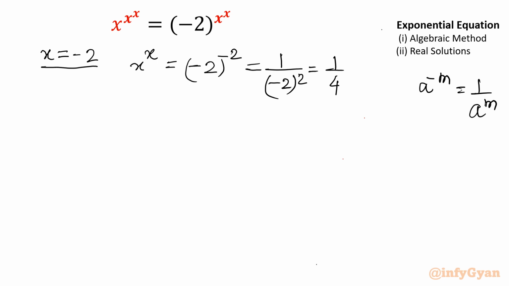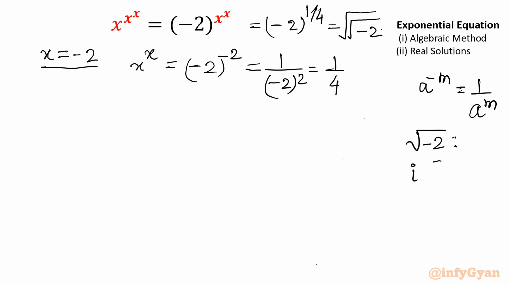Now see what will happen to the right-hand side. It is (-2) raised to the power 1/4, which means the square root of the square root of -2. Already the square root of -2 is an imaginary number. Negative 1 is i squared, so i will come out. So the number is complex or imaginary.